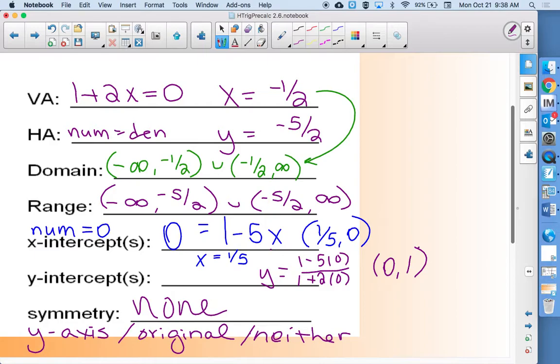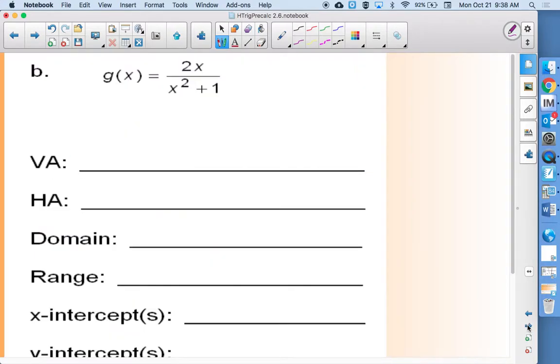So see if you can look at B, trying to work yourself through those questions. Skip over the range and the symmetry until you get all of the pieces done.